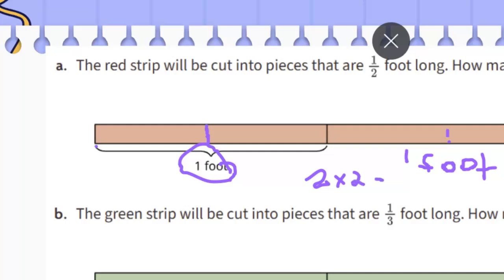I know you can't see the final portion of our statement. The final portion says, how many pieces will there be? How many pieces? And we will see 4 total pieces. So this is 1/2 right here, 1/2 right here, 1/2 right here, and 1/2 right here. That's 4 total pieces that we can divvy out.